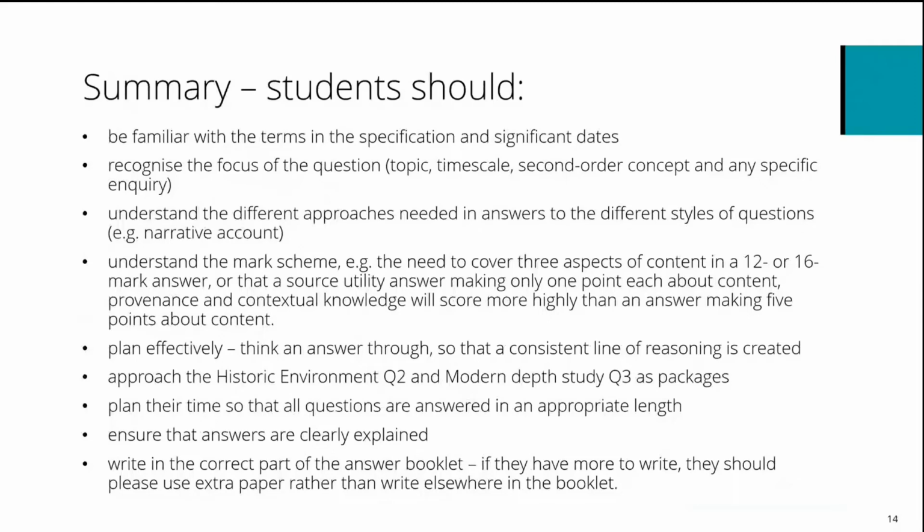For example, the need to cover 3 aspects of content in a 12 or 16 mark answer, which includes stimulus, or that a source utility answer making only 1 point each about content, provenance, and contextual knowledge will score more highly than an answer making 5 points about content, but not including any contextual knowledge.